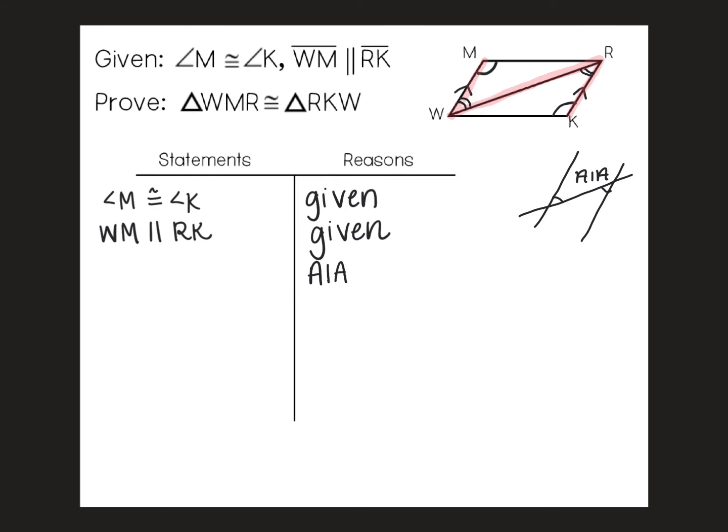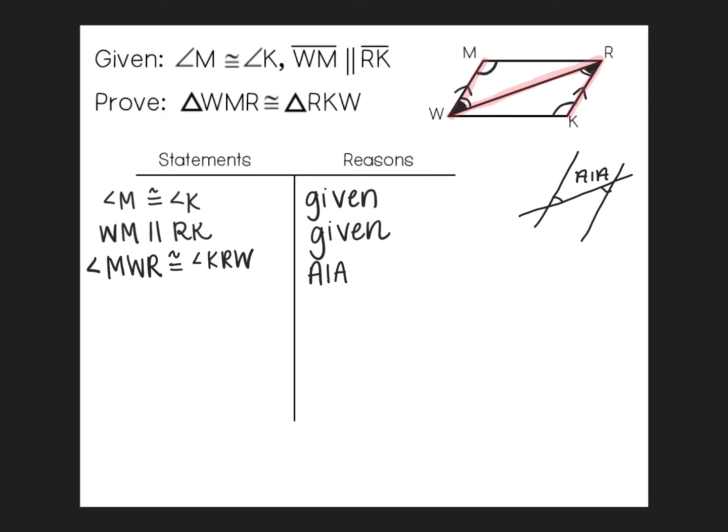And I need to name the angles with 3 letters. So remember, your vertex is always going to be the middle letter. So for this angle right here, W has to be my middle letter. So it's going to be M, W, R is congruent to. And then if we're looking at the other one, R needs to be the middle letter. So K, R, W.